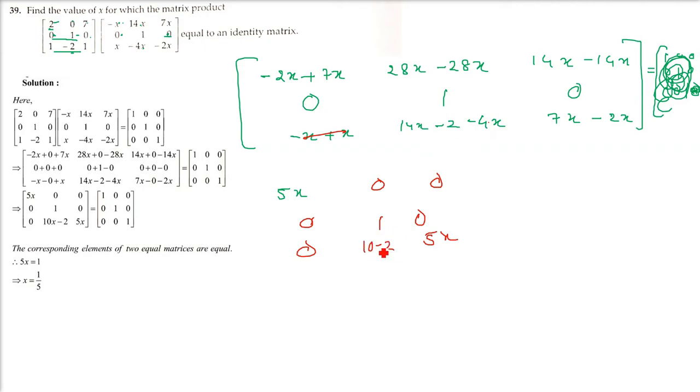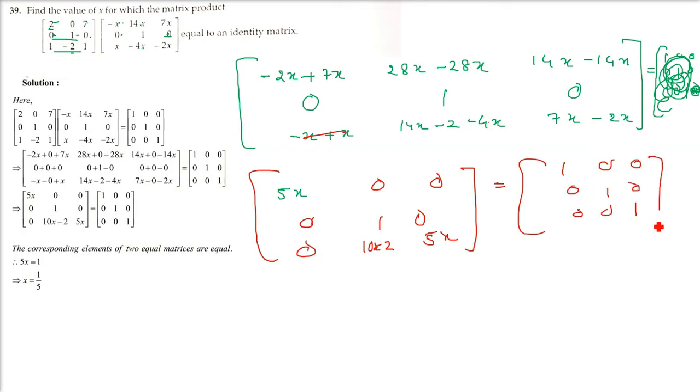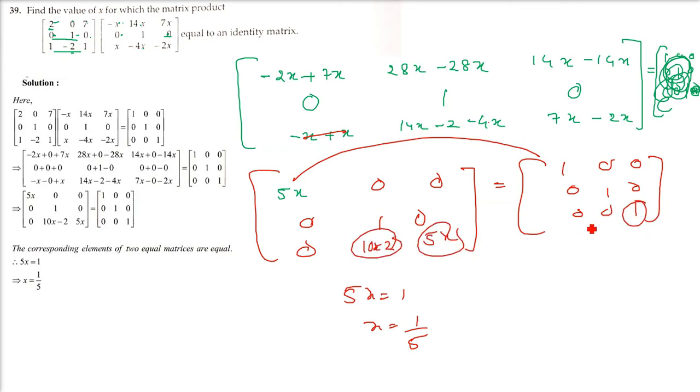Now this is equal to the identity matrix, because we have to write a 3 by 3 matrix, and the column values all will be 1: 1 0 0, 0 1 0, 0 0 1. Okay, 5x is equal to 1. Just equate it. x will be equal to 1 by 5. So you have to put in a lot of effort, but in the end just 1 will be equated and x will be 1 by 5. 10x minus 2 is also 0, so 10x will be 2, x will be equal to 2 by 10, that is going to be 1 by 5.